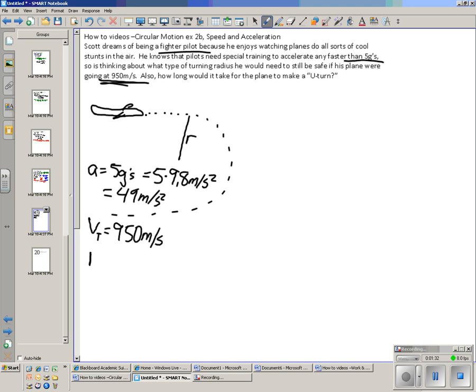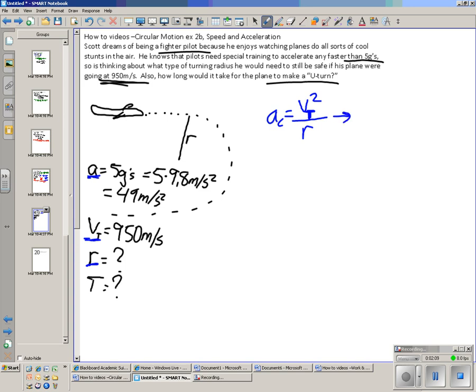We are looking for the radius, and we are looking for the period. Now it's the period to do a U-turn, so that's only half the way around, but we'll look into that shortly. So it makes sense that we have the acceleration and the tangential velocity, and we're looking for r. So that means we're going to use centripetal acceleration is equal to tangential velocity squared divided by r. You don't actually need to write in the t if you don't want to. It's not a big deal.